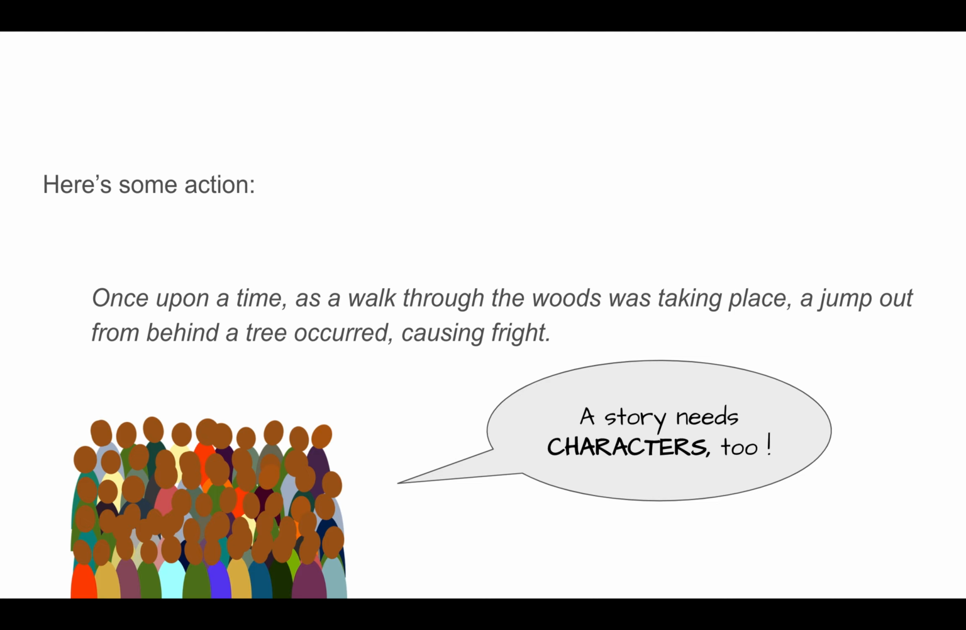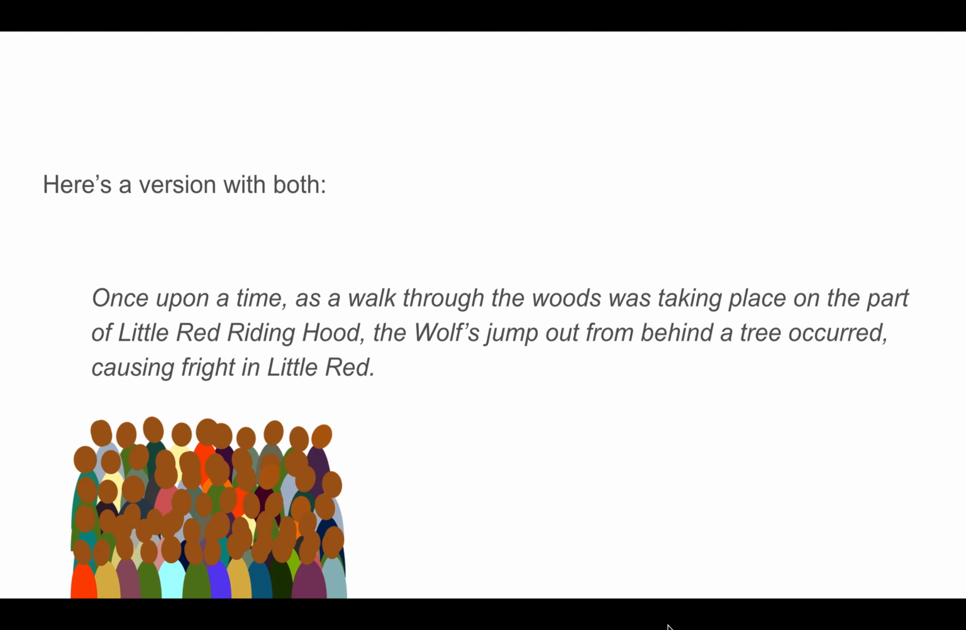So let's revise this again. Here's a story with characters and action. Once upon a time, as a walk through the woods was taking place on the part of Little Red Riding Hood, the wolf's jump out from behind a tree occurred, causing fright in Little Red. How's that? You guys like that better? Yes, I would agree with you, crowd. This version does suck.